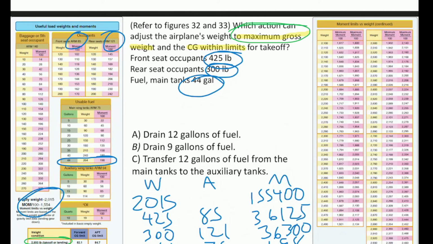So let's look at the three answers we got. We got drain 12 gallons of fuel, drain 9 gallons of fuel, or transfer 12 gallons of fuel from the main tanks to the aux tank. Here's the thing. If we transfer fuel from one tank to another, the weight is still over max gross weight, so it cannot be C. The next thing is, we know that fuel is 6 pounds per gallon. We know that we're 54 pounds overweight. 54 divided by 6 equals 9. You drain 9 gallons of fuel. There's your answer.